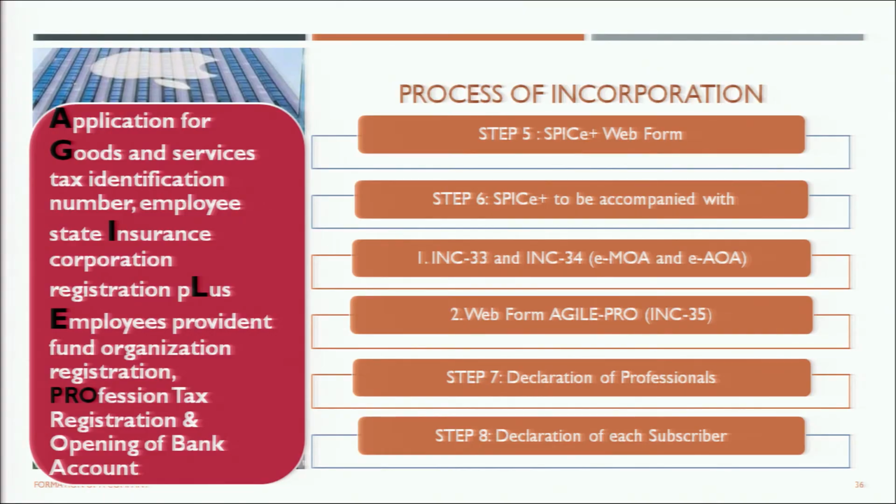Then there has to be attached a declaration of the professionals. So a chartered accountant or a company secretary or a cost accountant has to declare that all the compliances in relation to the formation or incorporation of a company have been duly met by the promoters. Then there has to be a declaration of each subscriber of the memorandum of association and articles of association that they have not indulged in any default in the last 5 years in relation to formation or incorporation or management of any company.